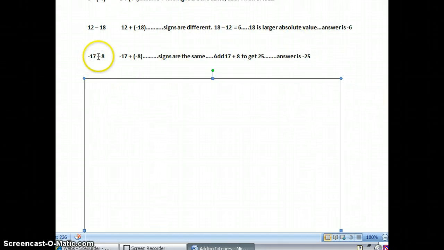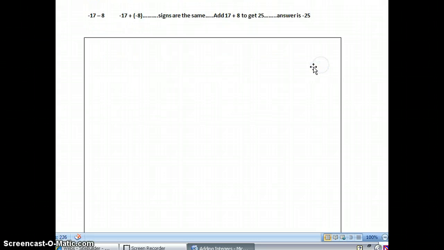And we've got one more, negative 17 minus 8. Remember, this is minus, meaning subtract, and up here is this invisible positive sign. So I'm going to make it negative 17 plus a negative 8. Signs are the same, so I add them and I get 25, but my answer is a negative 25.